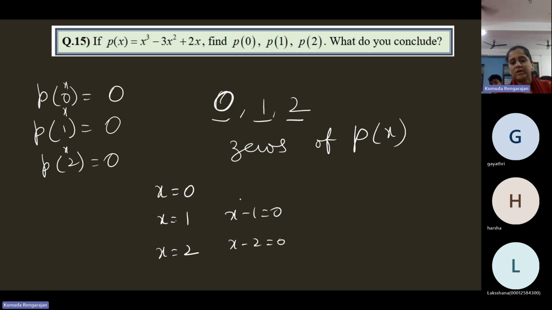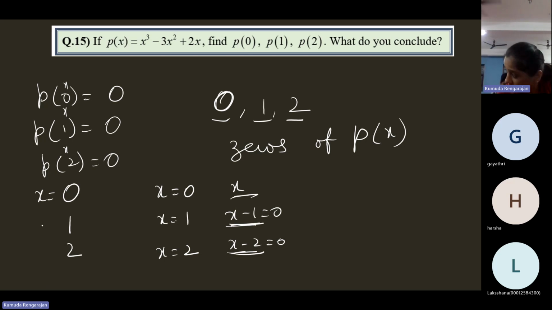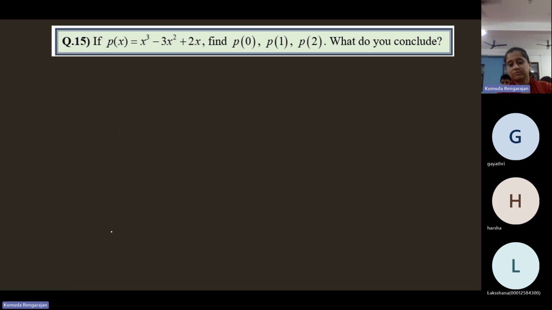You can also say that x minus 1 and x minus 2 are the factors of P of x. See, how did I get the factors from the zeros? 0 is a zero, 1 is a zero, 2 is a zero. All these are values for x, right? Now take this 1 to the other side: x minus 1, x minus 2. Now here the 0 is x minus 0, so it's just x. So x minus 1 and x minus 2 are the factors of P of x.